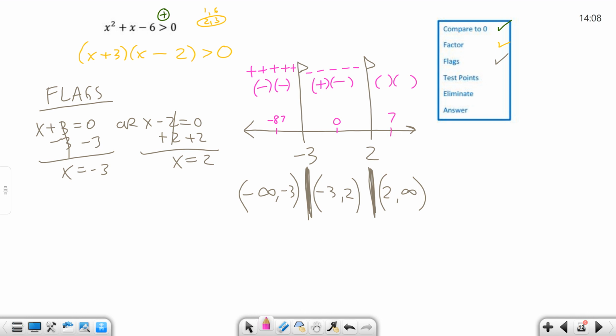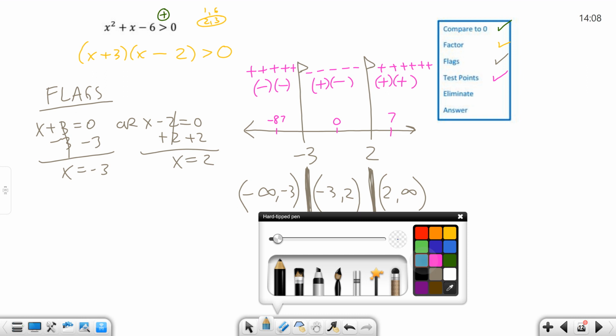And then finally I plug in 7. So then I have 7 plus 3 and 7 minus 2. 7 plus 3 is 10, is positive. And that's all that matters, positive, not 10. 7 minus 2, positive. What's my rule for positive times positive? Positive. I'm done with my test points now. I've got my pluses and minuses marked.